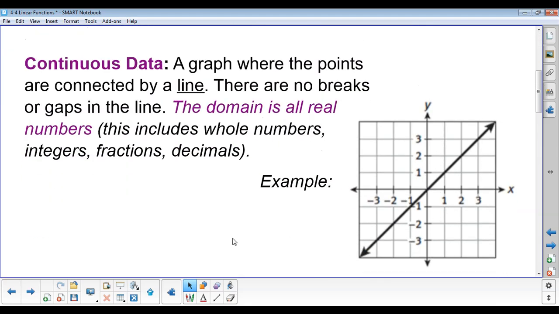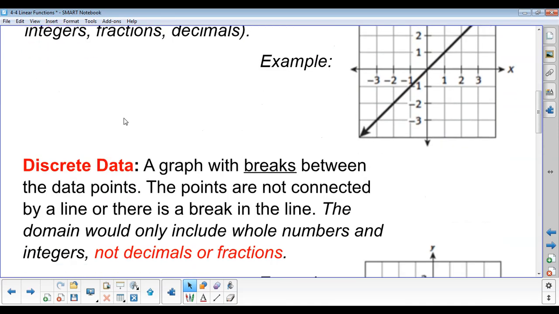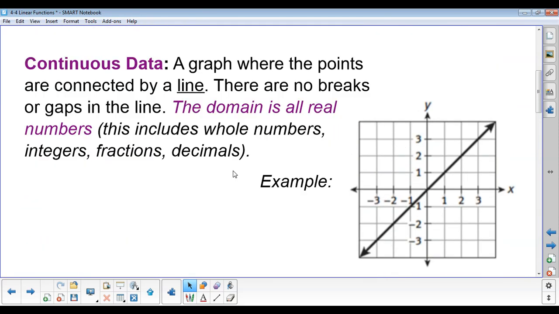So we're also going to be looking at two types of data, continuous and discrete. So those are the two words we're going to be writing down. Now with continuous data, this is what we've looked at for the most part up until this point with graphs. We have a line with arrows showing that it goes on forever and ever. And keep in mind that what a line is, it's a series of points that are so close together that it forms a line. With these, we see there are no breaks or gaps in the line. It's continuous. And what that means is that its domain is all real numbers.